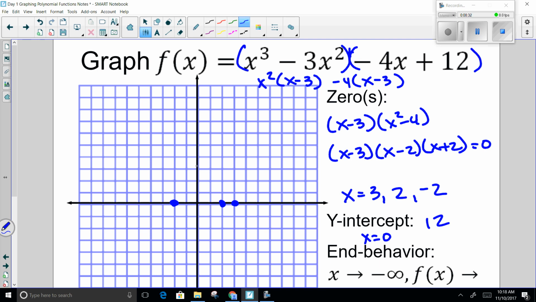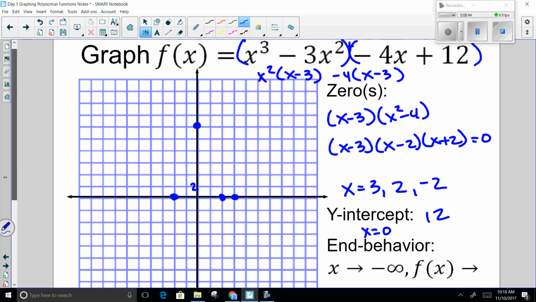So now I'm going to come up here to positive 12. I'm going to go by 2's so that I can show it on here. 2, 4, 6, 8, 10, 12. And again, these are going by 2's. Okay? I'm going to now determine my end behavior.